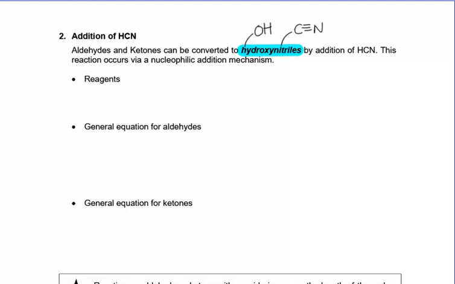Now, we're going to do this by addition of HCN, although that is not the reagent. HCN comes from a combination of reagents, so we're going to be adding a H and a CN, but not from HCN. It comes from a combination of reagents which are KCN, so that's giving us the cyanide ion, and then we're going to follow that with a dilute acid.